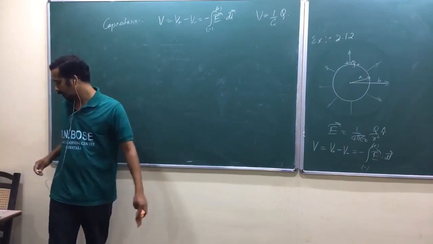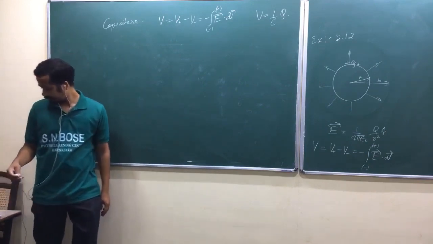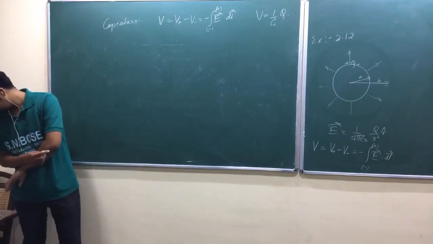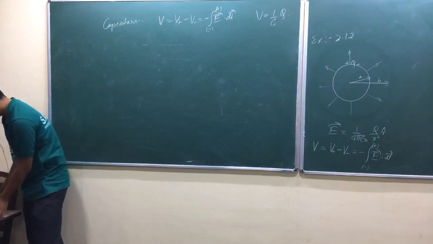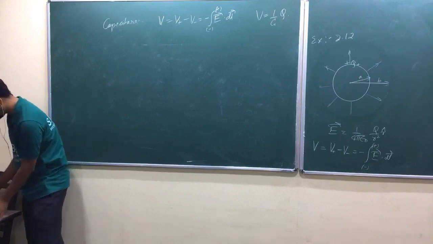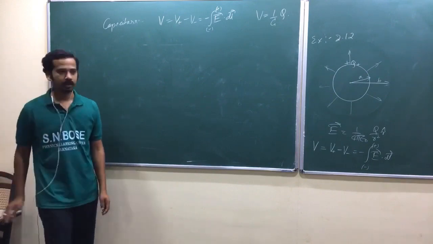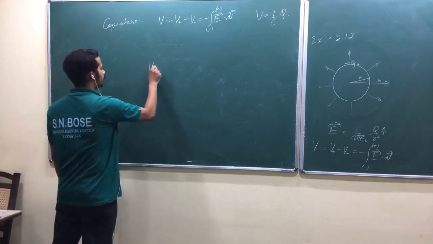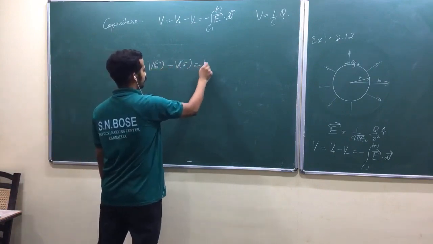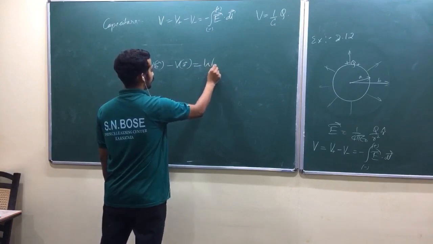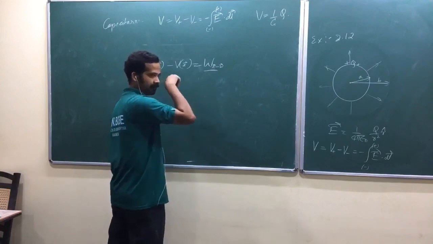Suppose I am charging a capacitor. Now equation 3.8 is referring equation 3.8. Wait a second. Do you remember our VB minus VA? It was work done in moving the charge from A to B. Am I right? By charge.